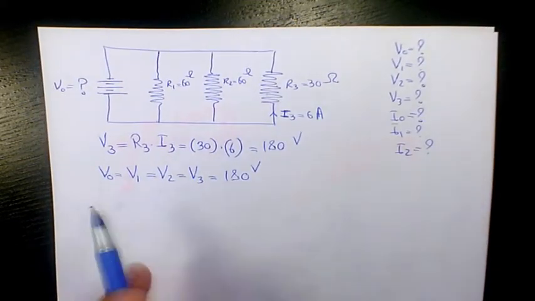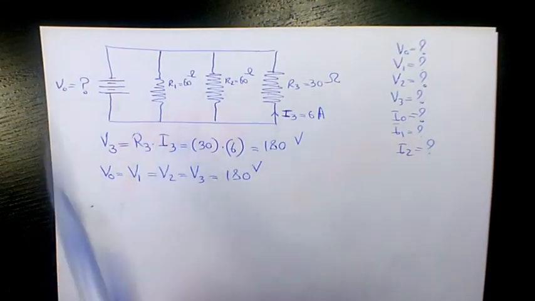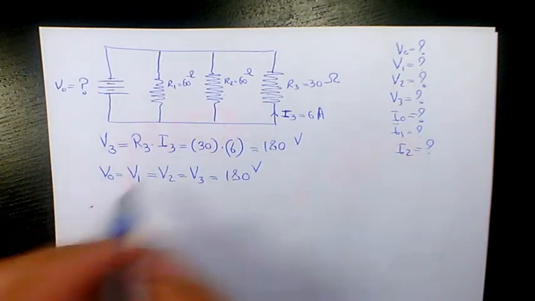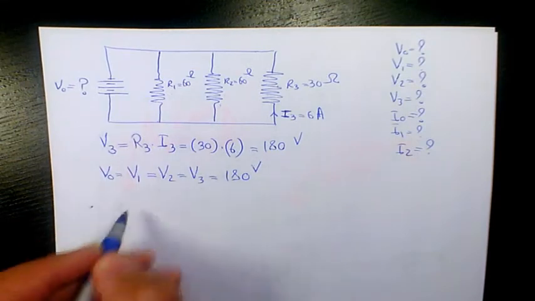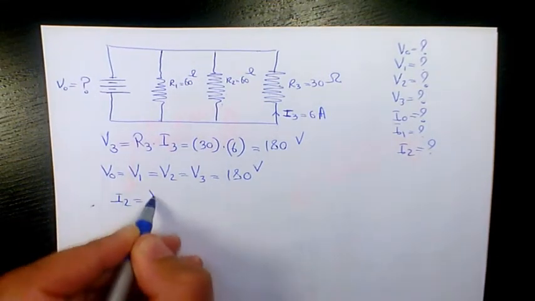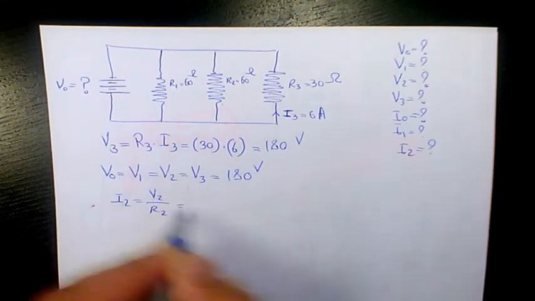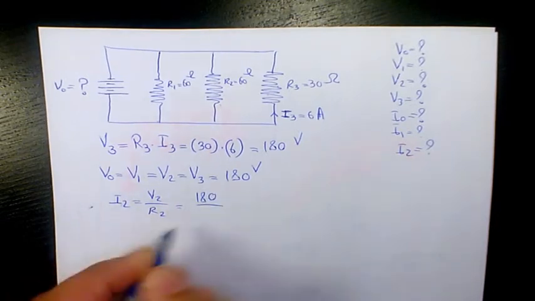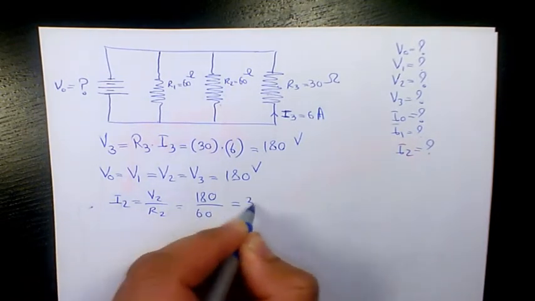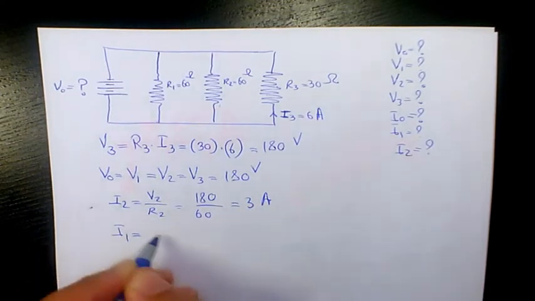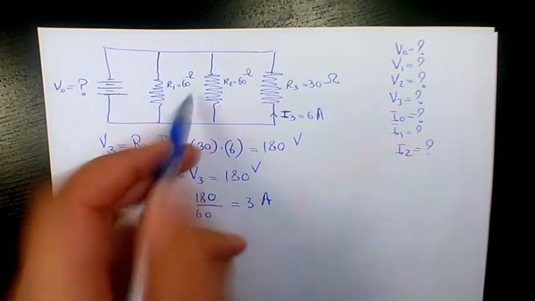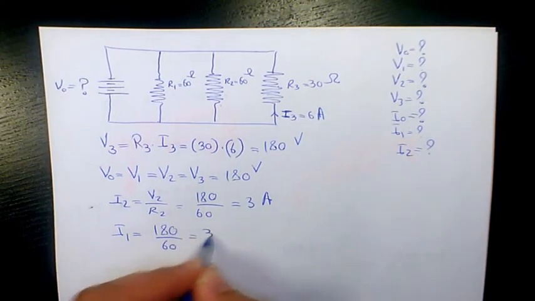So we know all these things. Now we need to go one by one to find out what the current is here and here. I2 is going to be V2 divided by R2, which will be 180 divided by 60. That's going to be 3 amps. And I1 equals 180 divided by 60, same thing, 3 amps.